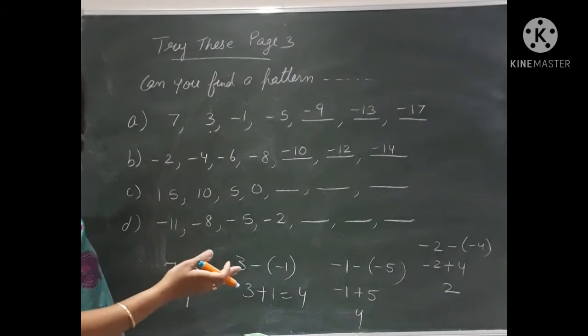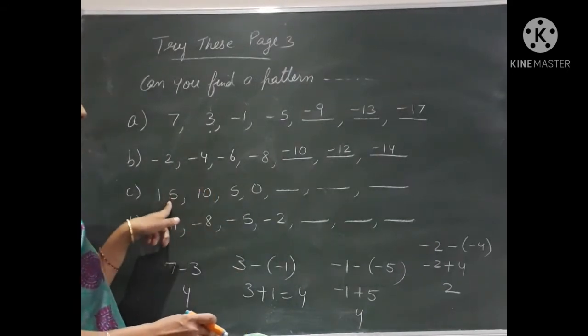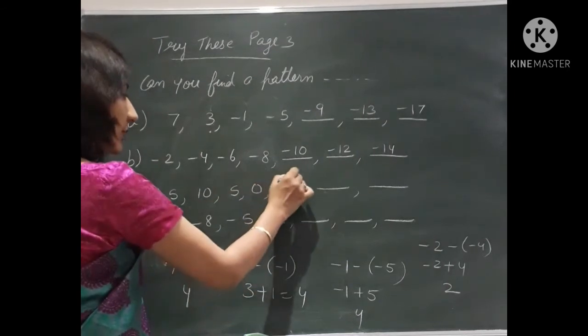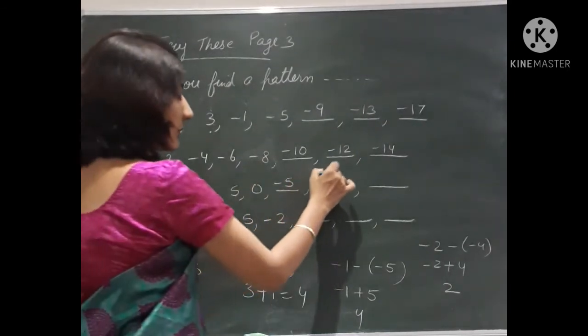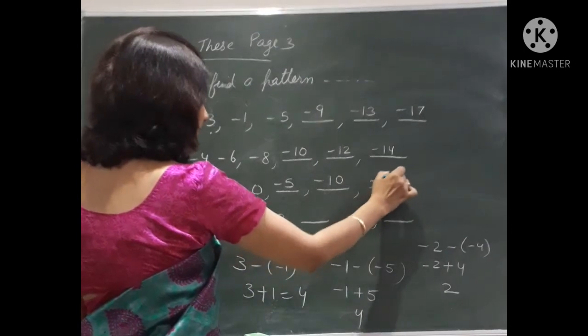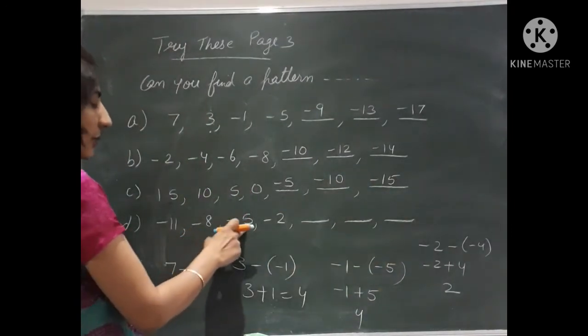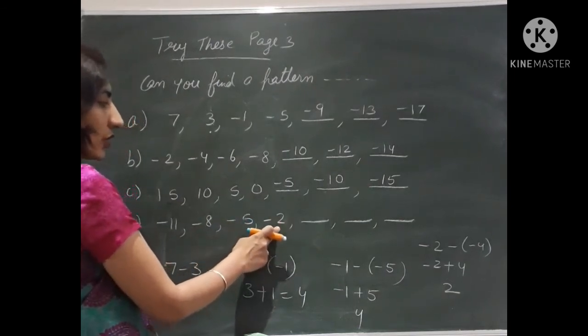Next you can see it's very simple. There is a difference of 5 only, 15, 10, 5, 0. So what will come here? 0 minus 5, here minus 5 will come, then minus 10 and then minus 15. Next is minus 11, minus 8, minus 5, minus 2. So what will come next?